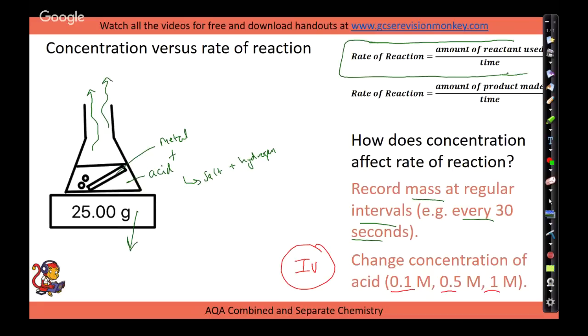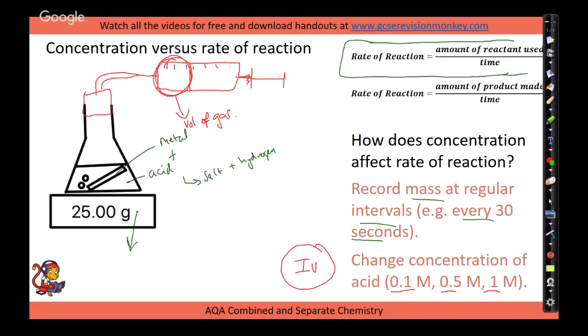The other way of doing this one is to add a bung and a syringe to the conical flask, and that can collect the gas for you. And if you use a gas syringe with measurements on, the plunger will move back. So that will move back to here, say, and this volume of gas will tell you the volume of gas made. So rather than just doing that once to measure the rate, again, you do that every 30 seconds, and you could measure this time the amount of product made, the volume of gas made over time.